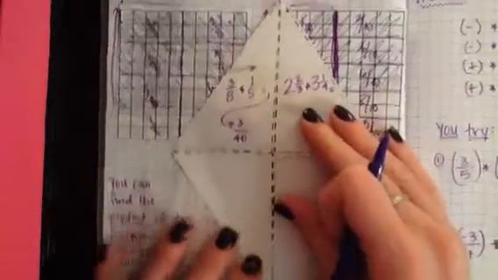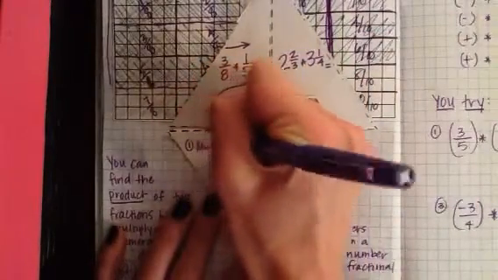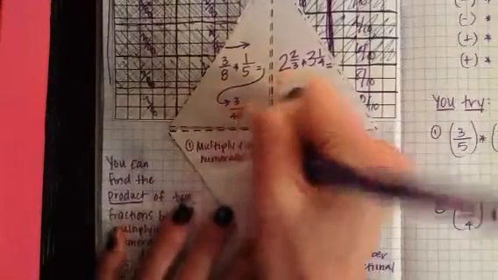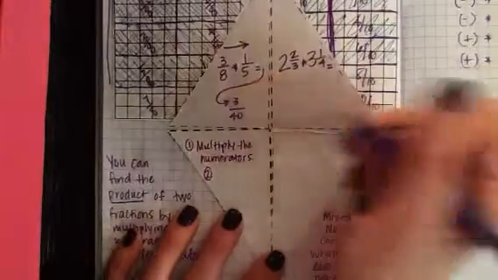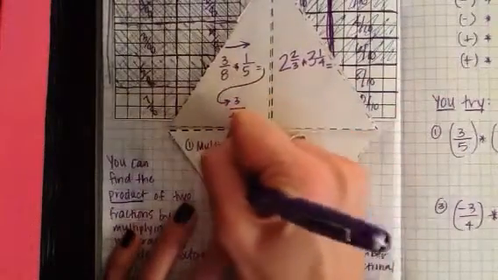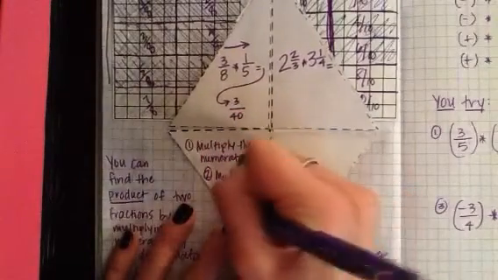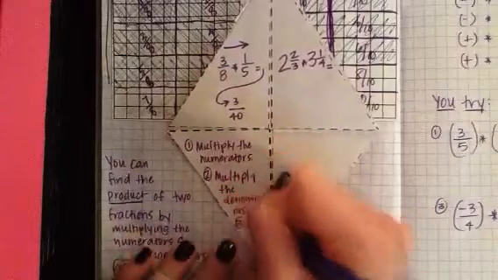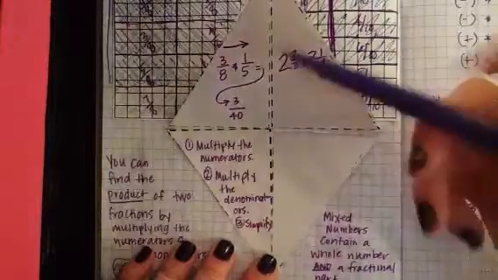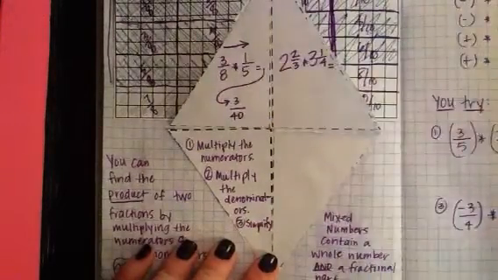So if I'm thinking about the steps, number 1, multiply the numerators. Number 2, I'm going to multiply the denominators. And then 3, I'm going to simplify. Okay, and that's it. So you're going to multiply numerators, multiply denominators, and make sure this is in lowest terms, or simplified, and you're finished.